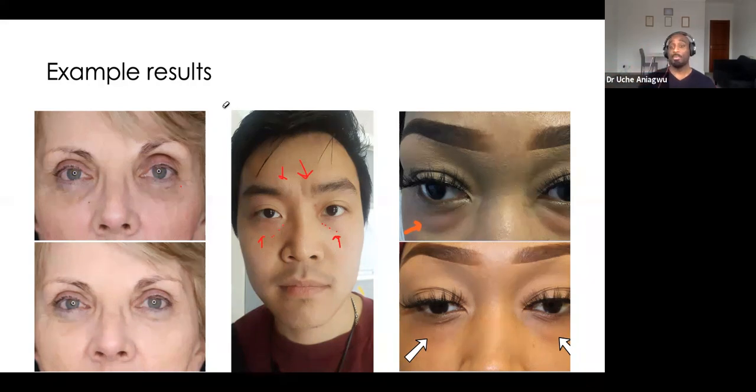And the answer is pretty simple. Vector negative, think about treating the medial cheeks. Vector positive, you may not need to treat the medial cheeks at all, and you can look just at treating the infraorbital region or teardrop region.